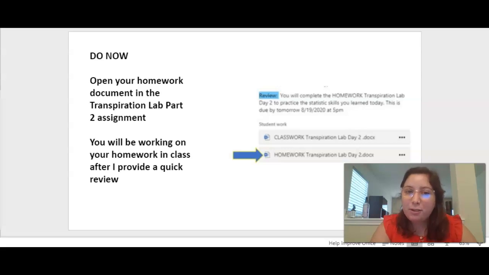Alright guys, so I'm going to go ahead and try this again. This is what our class should have looked like today if Teams was cooperating, alright?